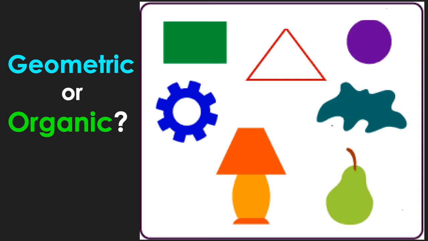So if we look at this page, you should be able to tell the difference between geometric and organic. This would be a geometric shape. Geometric, geometric, geometric, geometric, organic, organic.